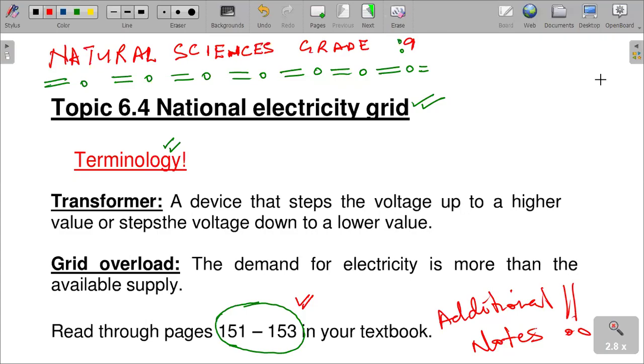Yes, good day, class. I welcome you to our new topic of today, our new subject. Of course, we are going to talk about the national electricity grid. How is our electricity produced in, for example, South Africa, in the South African context? So it is Natural Sciences, Grade 9, Topic 6, the national electricity grid.